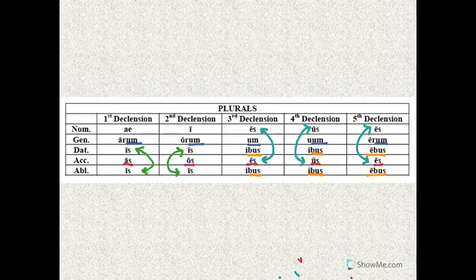You might have also noticed that the first and second declension nominative plurals, that is I and E, share their same ending with the genitive singular of that same declension. So the I ending of the nominative plural is also the genitive singular for the first declension, and the E ending of the second declension, nominative plural, is the same ending as the genitive singular for the second declension. Okay, those are some of the common patterns.